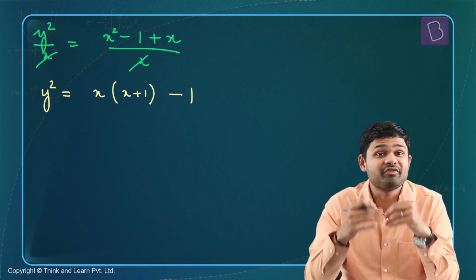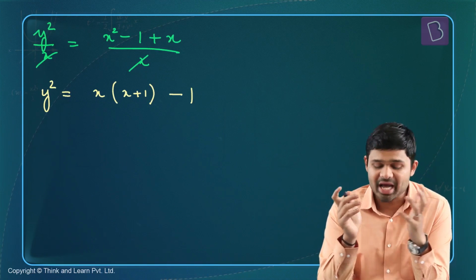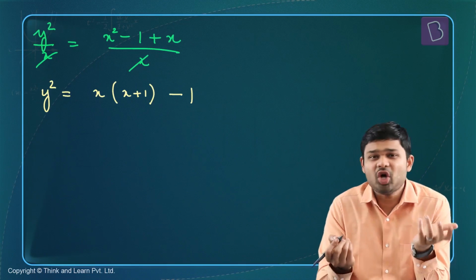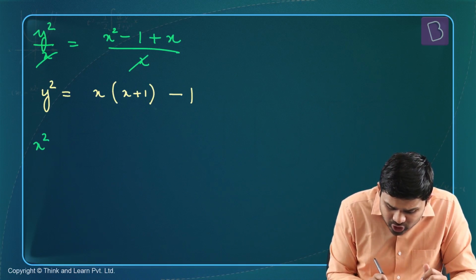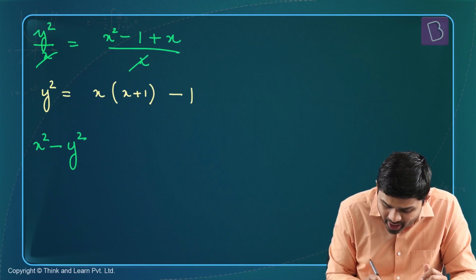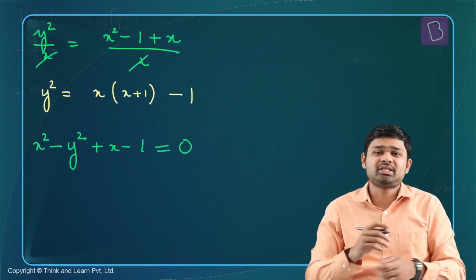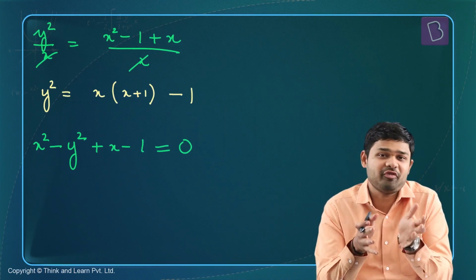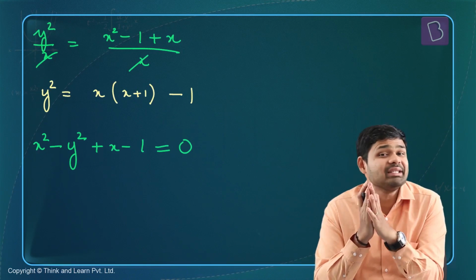We are going to see if this represents a circle or if it represents a hyperbola. Well, it is not a circle for sure because it's going to be nothing but x square minus y square plus x minus 1 equal to 0. This cannot be a circle because the coefficients of x square and y square are different. But that does not guarantee that it is a hyperbola.